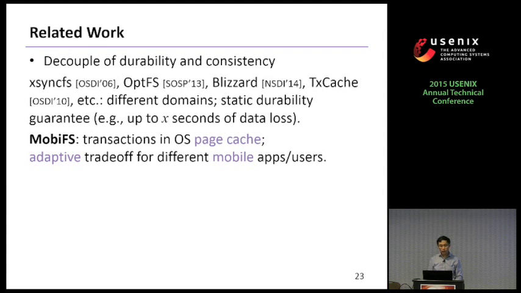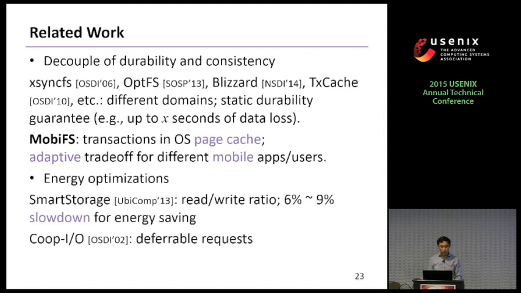Okay, a quick comparison with related work. Essentially, we decouple durability and consistency. This pattern has been seen in other domains, and we contribute its application in the smartphone context, and we have an adaptive trade-off. And another branch is energy optimization. Some work sacrifices performance for energy saving. We achieve both.